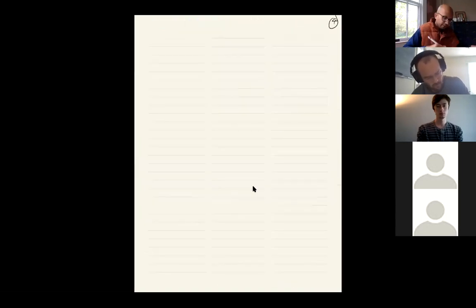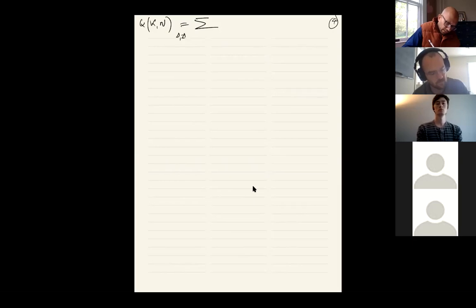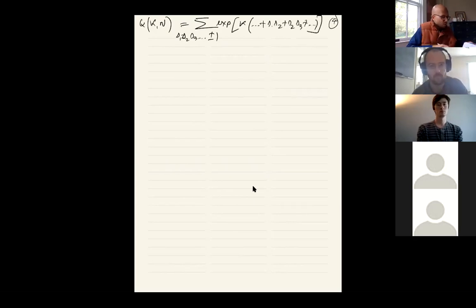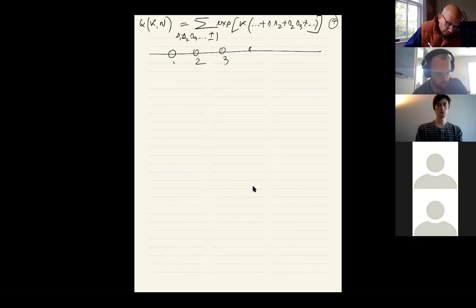So in other words, what we have is that our Q of K and N is given by the summation over all spins, S1, S2, S3, all of them taking values plus or minus 1, of exp of K times S1 S2 plus S2 S3 plus dot dot dot. So this is our partition function. Let's look at this. It's a 1D system, so we can draw it. It's going to look something like spin number 1, spin number 2, spin number 3, spin number 4, spin number 5, spin number 6, dot, dot, dot.